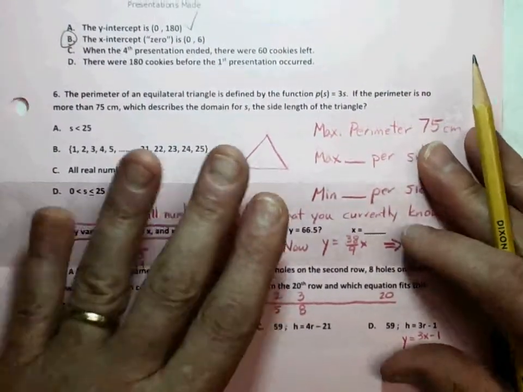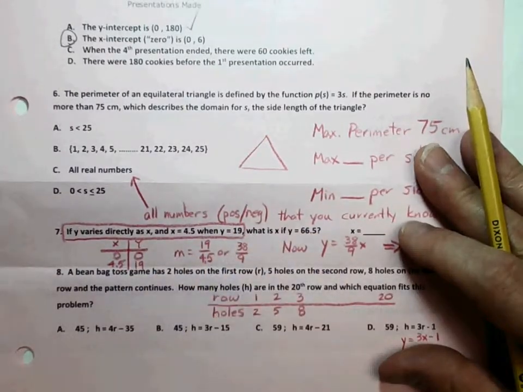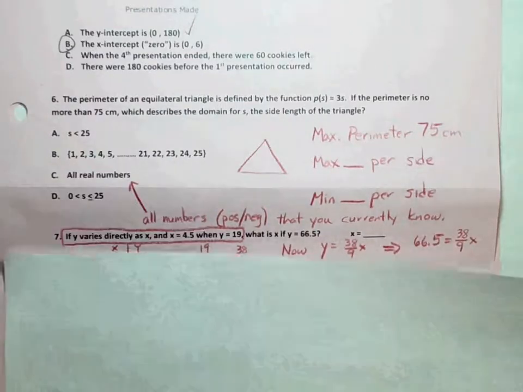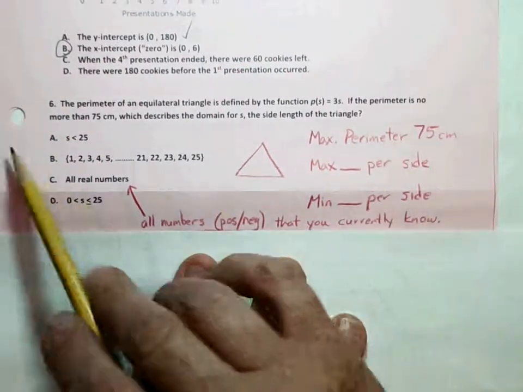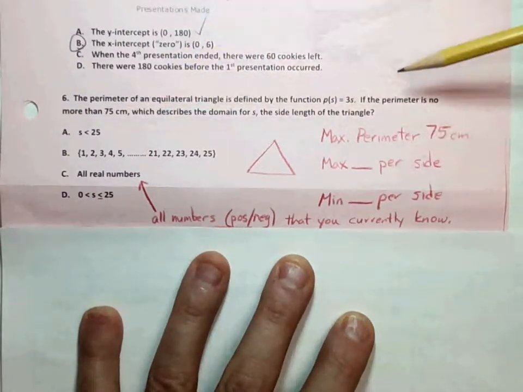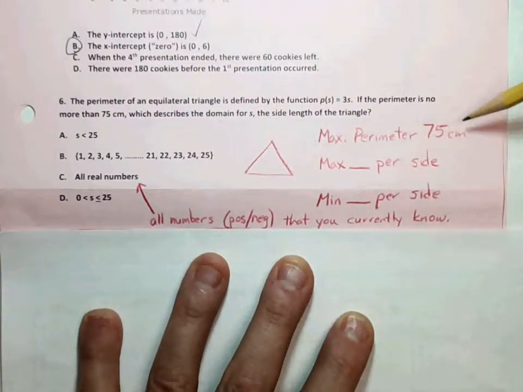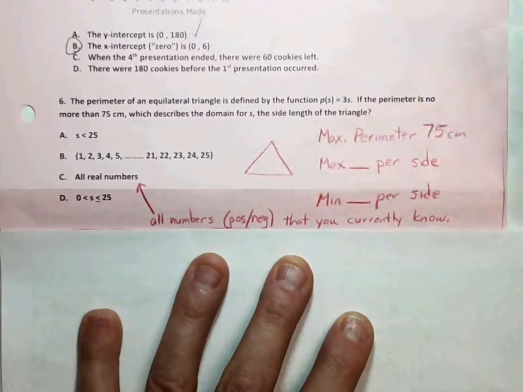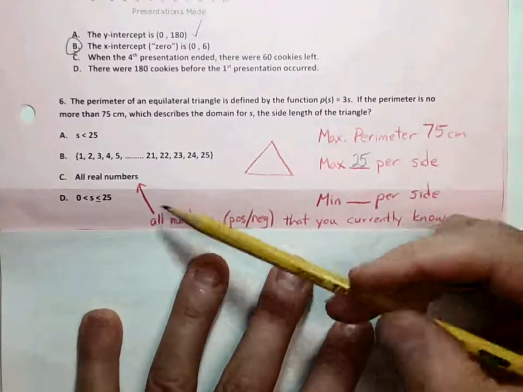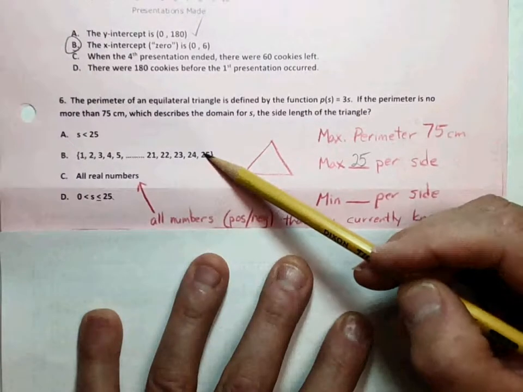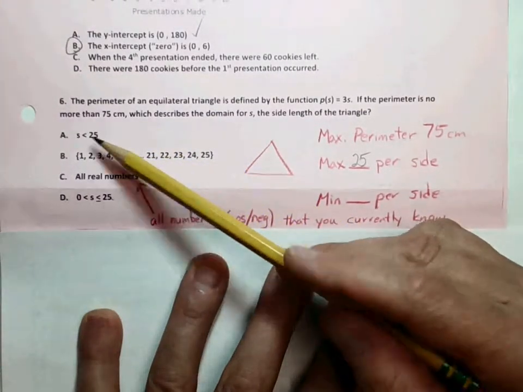Number 6. This is where you need to just think a little bit, and I bet you can get it. When you're doing a problem like this, you read the problem and you go, hey, I have a perimeter that can't go over 75. So my maximum perimeter is 75. If all the sides are the same, 75 divided by 3, that means that the maximum each side could be is 25. So if you notice over here, this answer maxes out at 25, this one maxes out at 25, that one maxes out at 25.